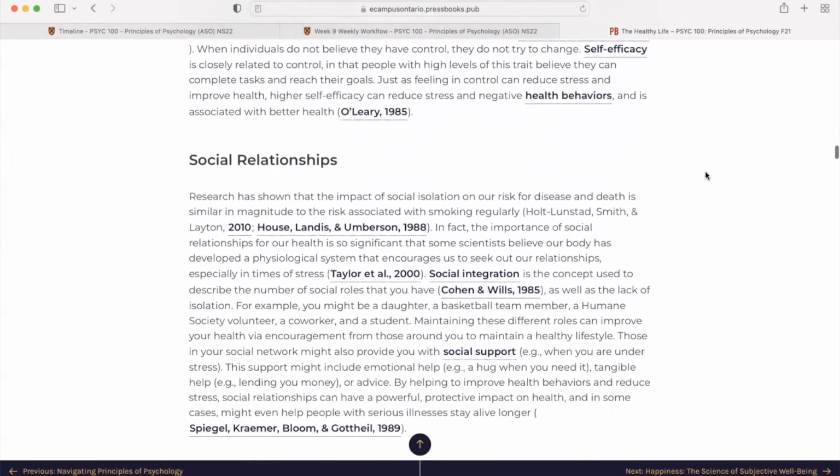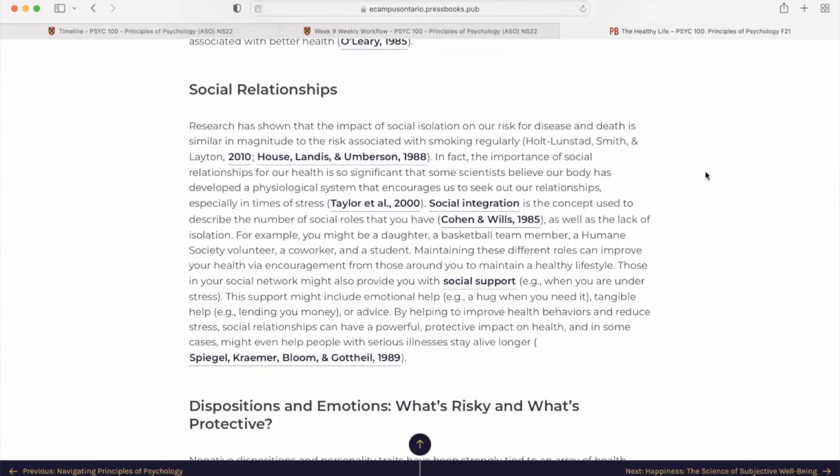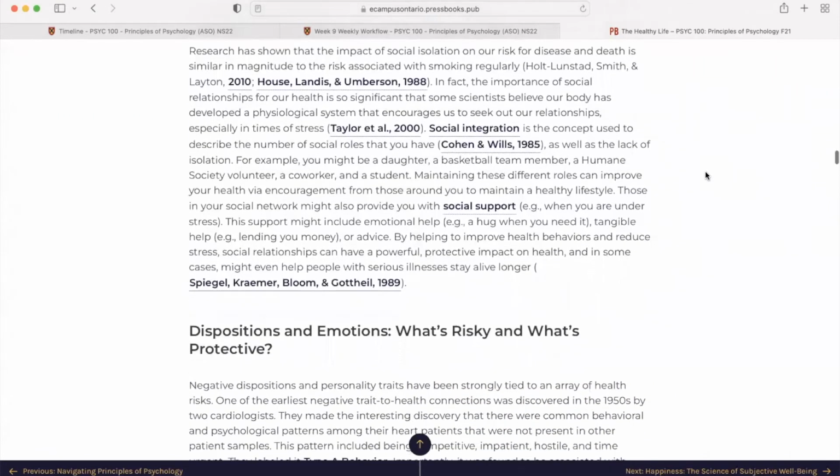Social relationships. Research has shown that the impact of social isolation on our risk for disease and death is similar in magnitude to the risk associated with smoking regularly. In fact, the importance of social relationships for our health is so significant that some scientists believe our body has developed a physiological system that encourages us to seek out relationships, especially in times of stress.